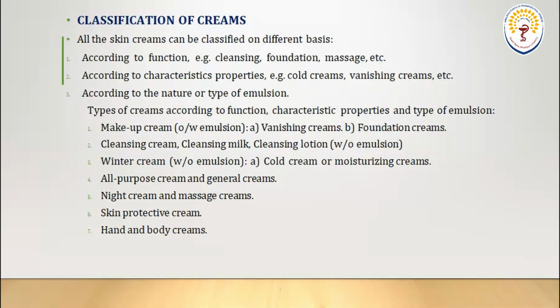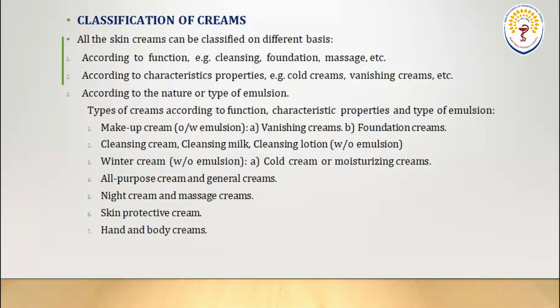Now, classification of creams. All the skin creams can be classified on different bases. Number 1, according to function: cleansing cream, foundation cream, massage cream. Number 2, according to characteristic properties: cold cream, vanishing cream. And according to the type of emulsion, which is oil in water and water in oil type. So, types of cream according to function, characteristic property and type of emulsion.